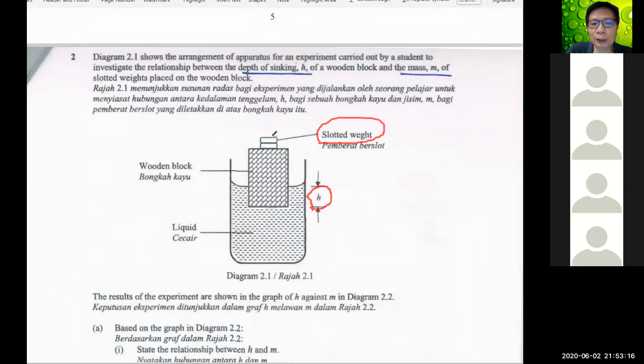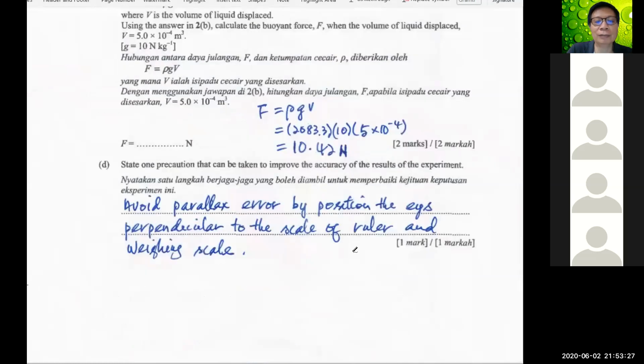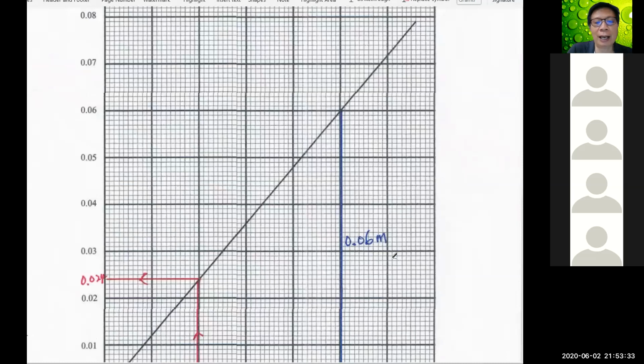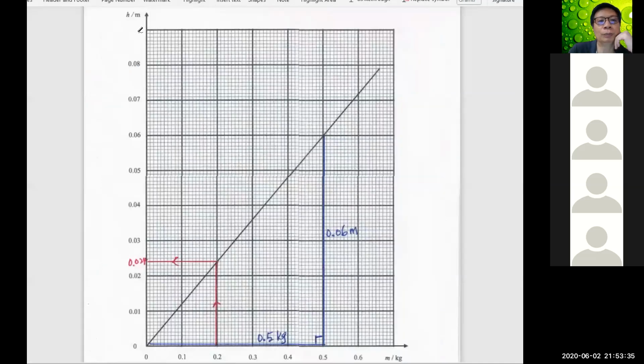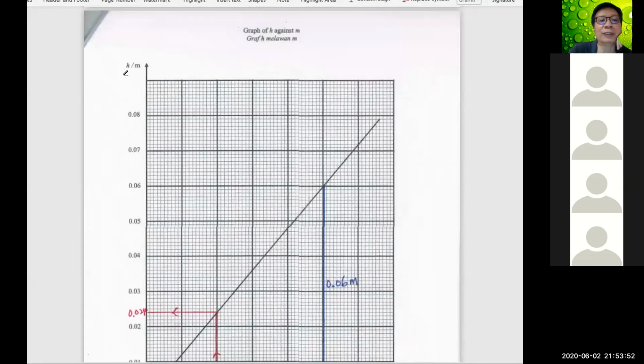The heavier thing you put here, this thing will sink deeper, correct not? It go deeper, right? Okay, now the graph given already, nah, the graph is here. It given you the graph. Okay? See the graph, huh? So this is H, depth of sinking. Again, this is a mass in kilogram, okay? So this is directly proportional graph, isn't it? Go through the origin. So this is the mass of the slotted weight. This is the depth of sinking.